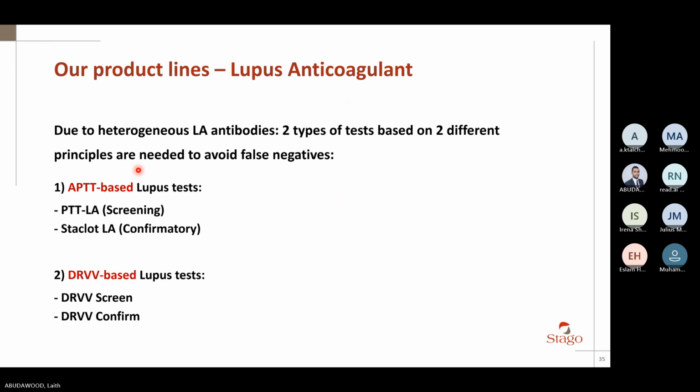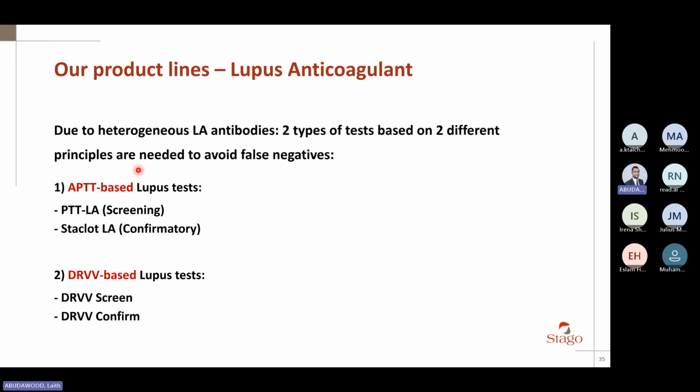So if the user wants to use it, they can use it, but they have the whole responsibility of this assay's performance verification, claims, etc., because it's not an official Stago protocol. However, the DRVV is an official Stago protocol, just like PT, just like APTT, just like any other assay.